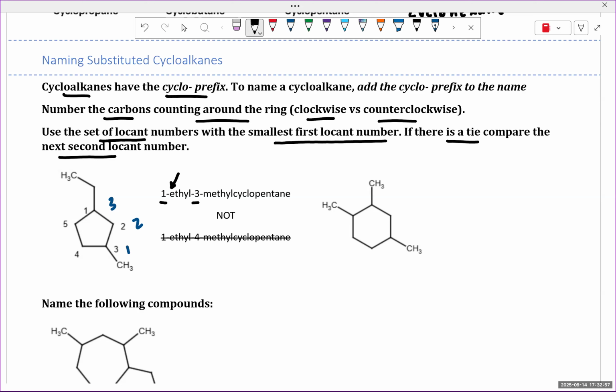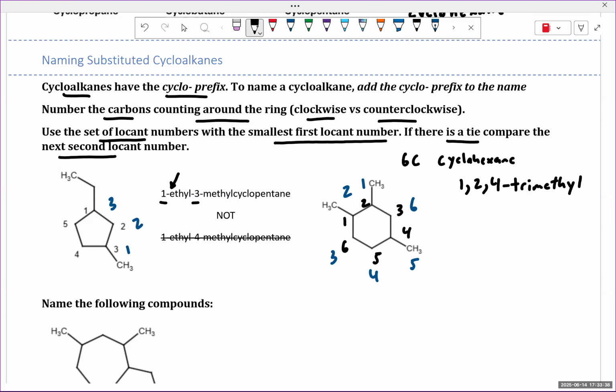Let's take a look at this next example. So in this case, we have a 6-carbon ring. So this is cyclohexane. I'm going to start numbering to try to get the lowest locant numbers on the most substituents. So starting with this methyl, I can number 1, 2, 3, 4, 5, 6. Or I can count from the other methyl, 1, 2, 3, 4, 5, 6. In this case, the locant number set of 1, 2, 4 is lower than the other possible locant number set of 1, 2, 5. So we'll name this as 1,2,4-trimethyl because we have 3 methyl groups, cyclohexane.